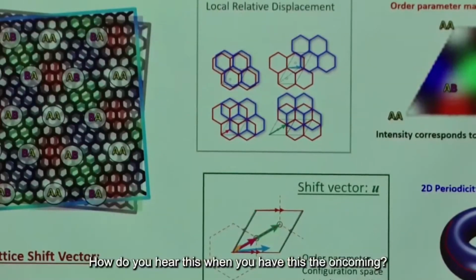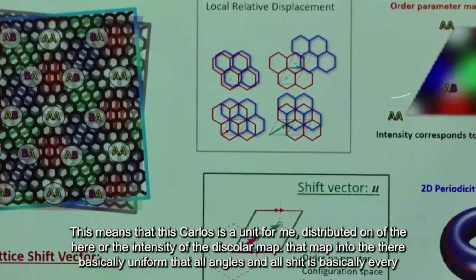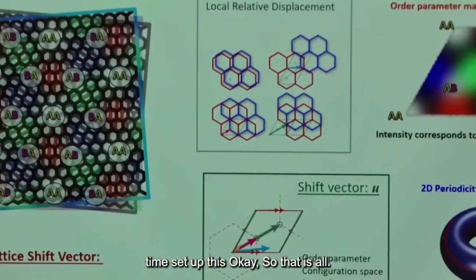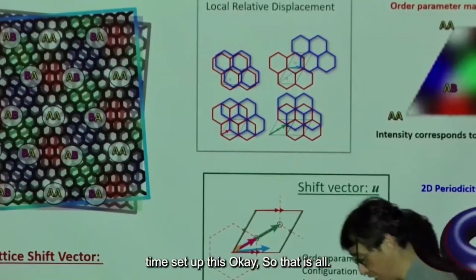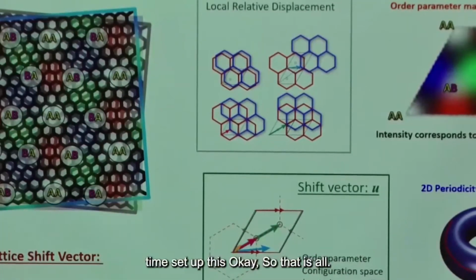And the point here is that with an incommensurate lattice, rather than a commensurate lattice, quasi-periodicity means that this color is uniformly distributed everywhere, or the intensity of the color map is basically uniform. All angles and all shifts are covered by this incommensurate lattice, which gives you the quasi-periodicity. Right. Okay, so that is unrelaxed.